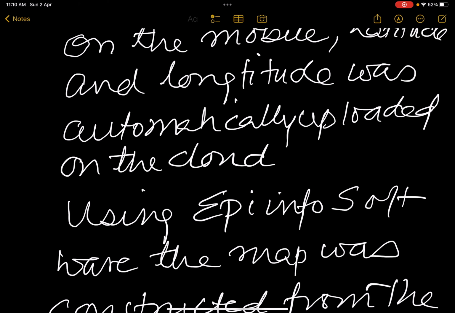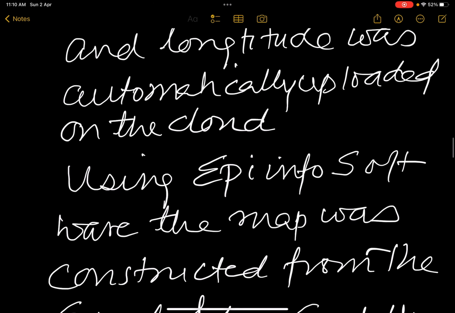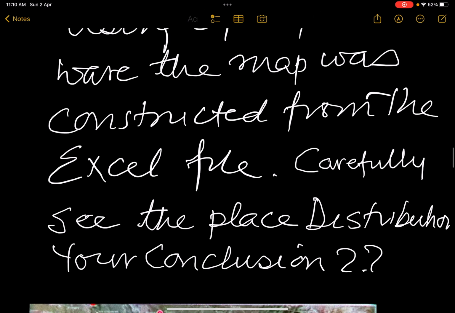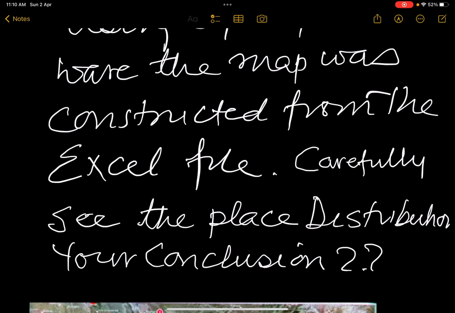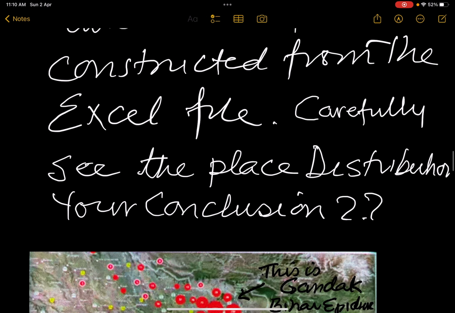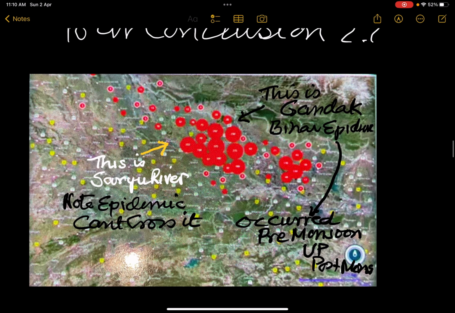Now, using that Excel sheet and the EpiInfo software, these maps were constructed from the Excel file. And now you carefully see the place distribution and tell me your conclusion. So, if you see it carefully, you would find that the Saryu River is limiting the southward spread of the epidemic.